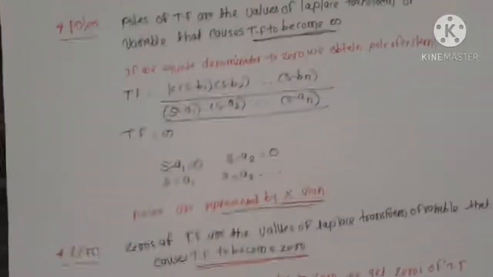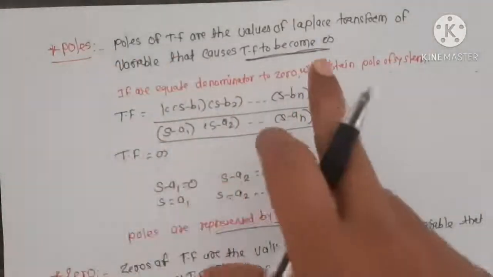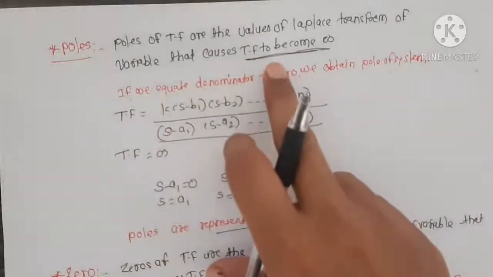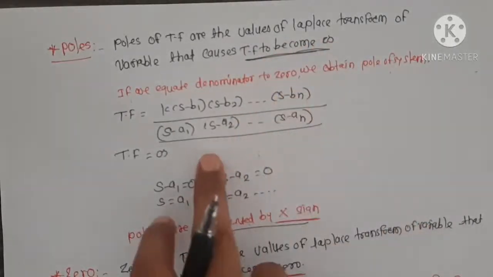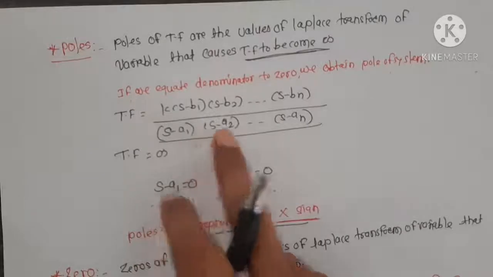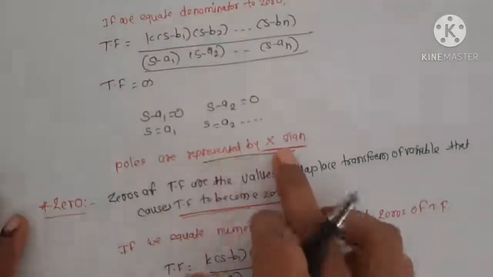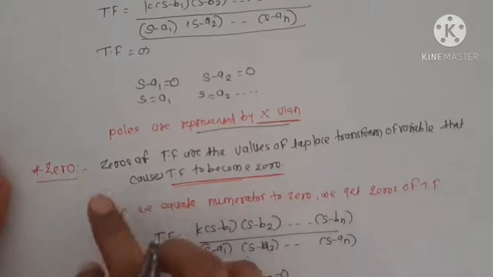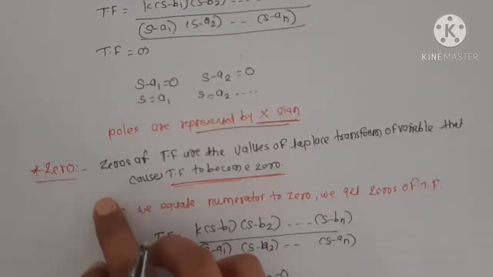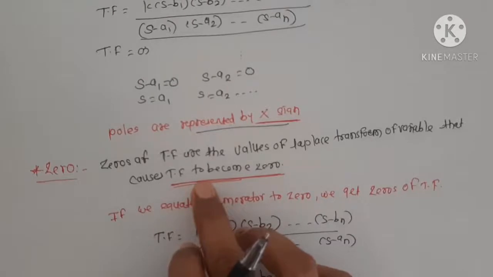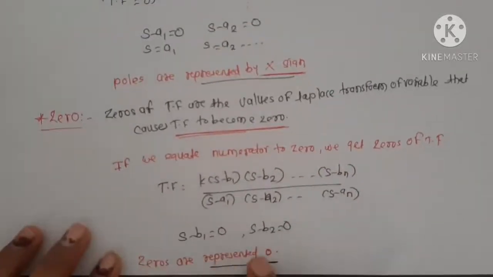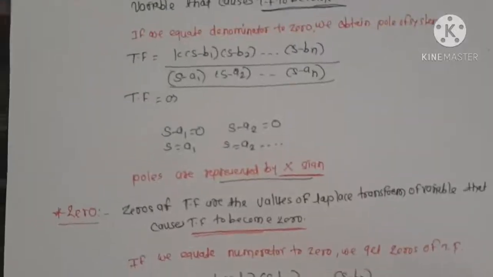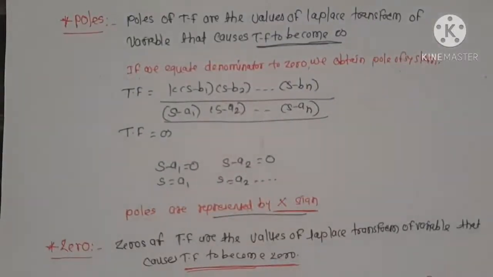So it is a very simple concept. To find the poles, the transfer function should become infinite, so we equate the denominator to zero, and poles are represented by a cross sign. Next are zeros. For obtaining zeros, the transfer function becomes zero, which happens when we equate the numerator to zero, and zeros are represented by a circle. So this is all about the transfer function, poles and zeros.